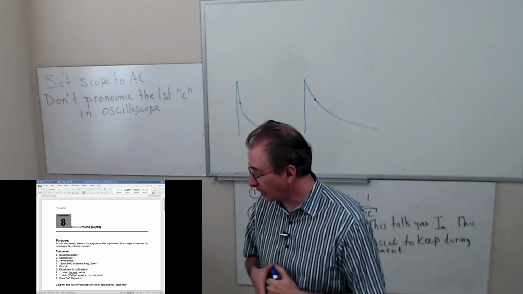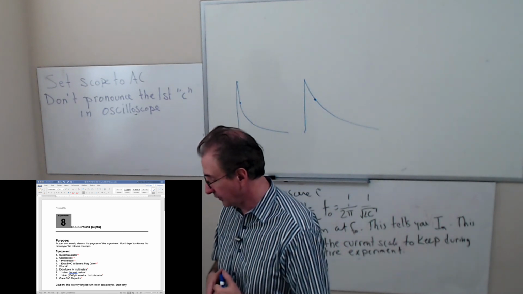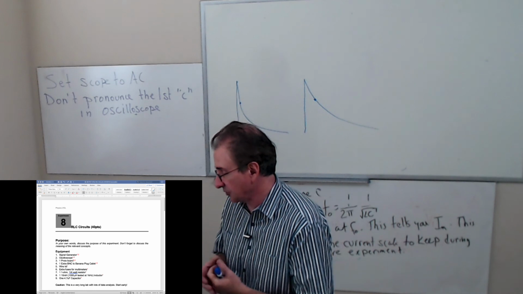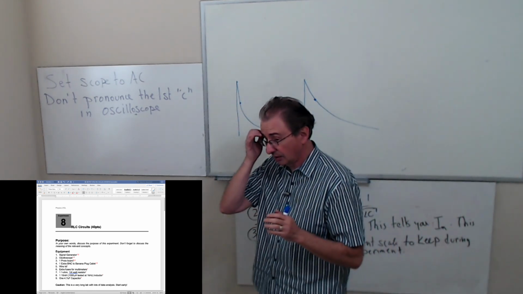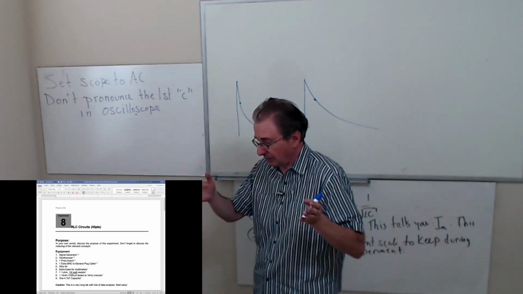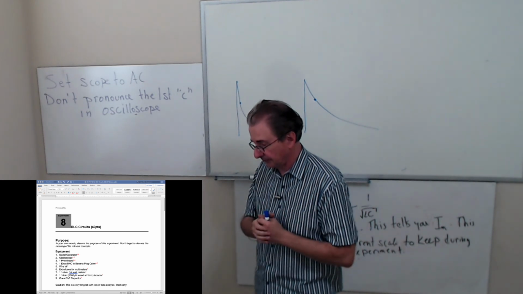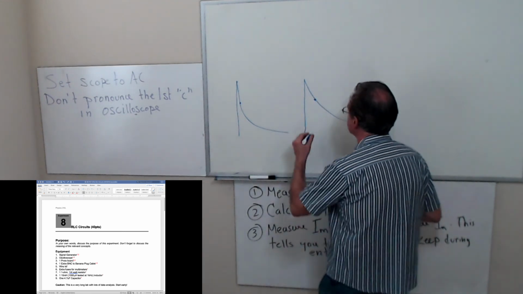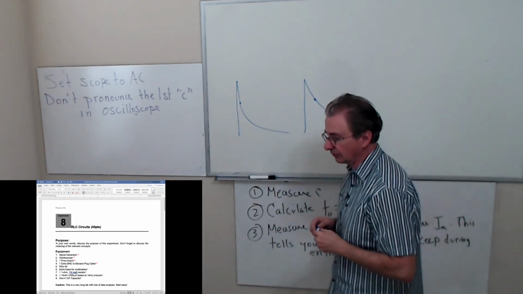You can have the window show less than the full cycle, especially if you're going to be measuring time. Obviously, if you're measuring the period of a signal, you've got to probably see the full cycle. But if you're just measuring the time it takes for the signal to go from here to here, you don't need to see the full cycle.